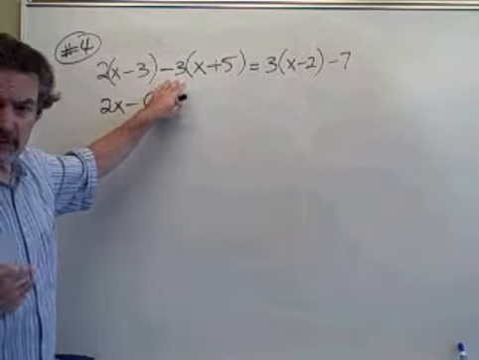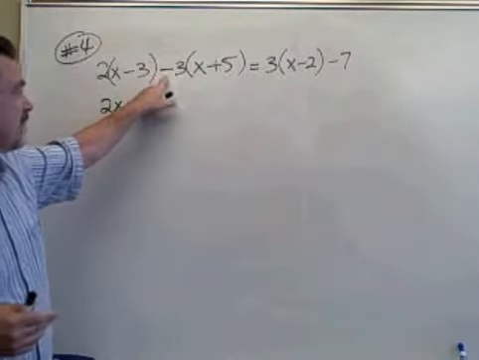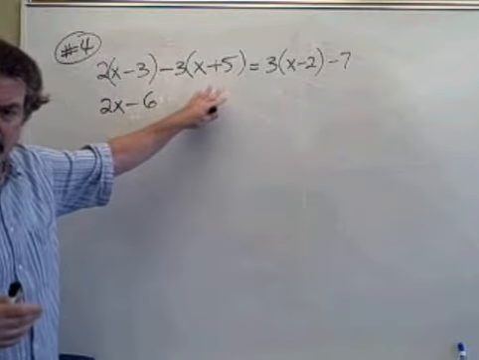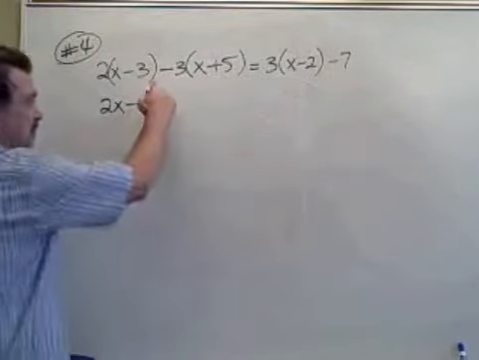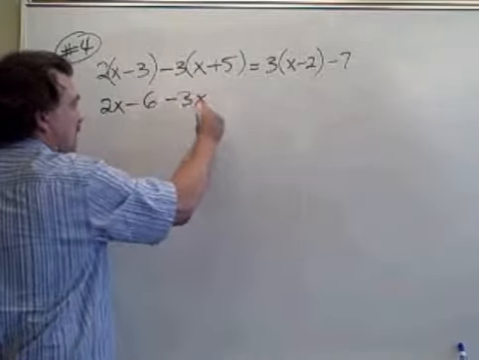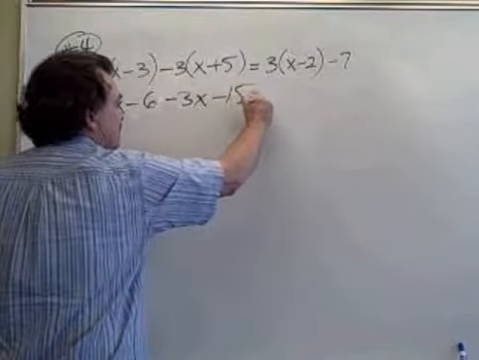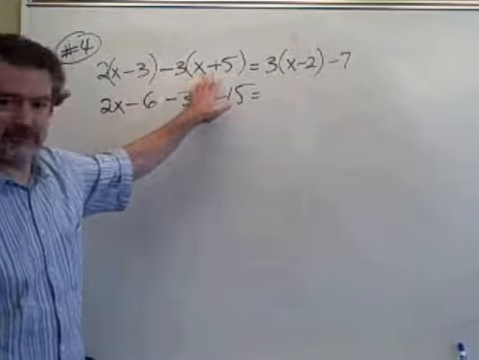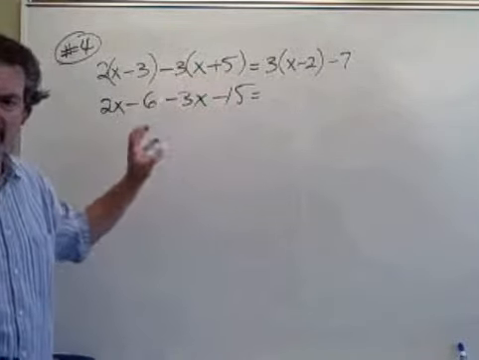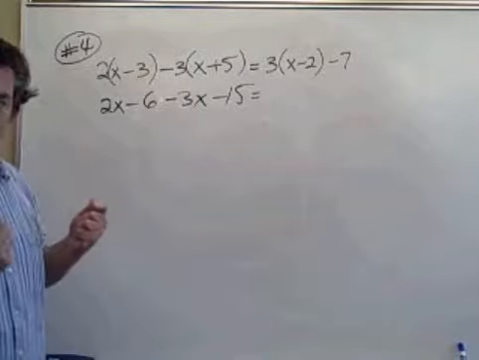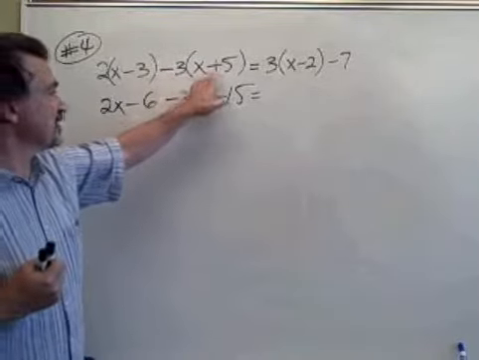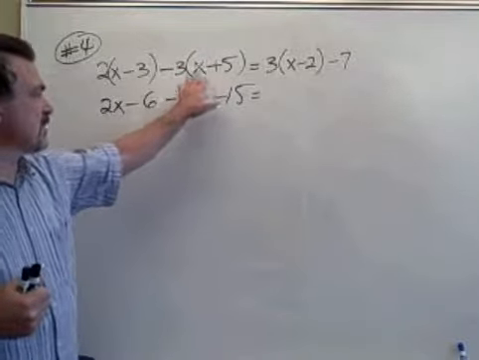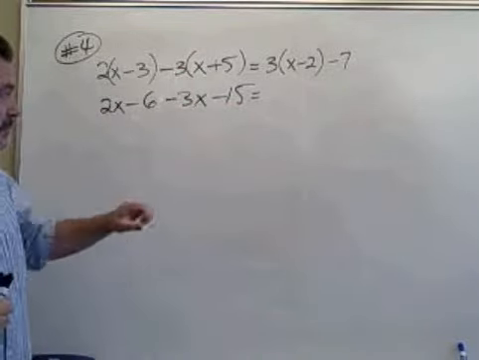Now let's distribute the multiplication here, remembering that this minus sign is going to change the signs, and then we'll have to multiply times 3. So it'll be minus 3x minus 15. The minus sign in front of a set of parentheses changes the signs of the terms inside when the parentheses are removed. So minus the plus becomes minus. 3 times x is 3x, 3 times 5 is 15.